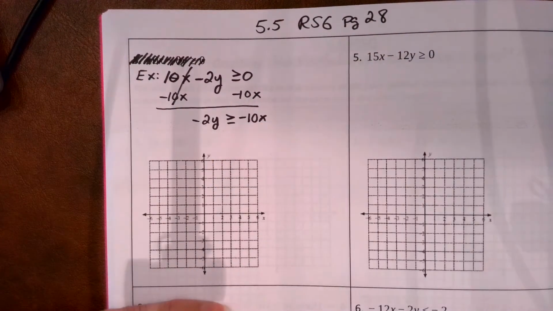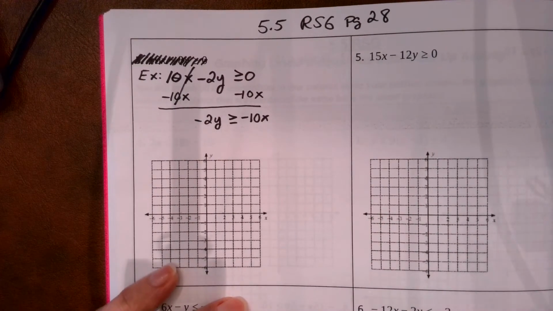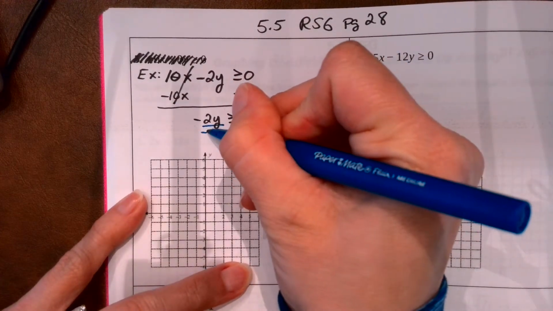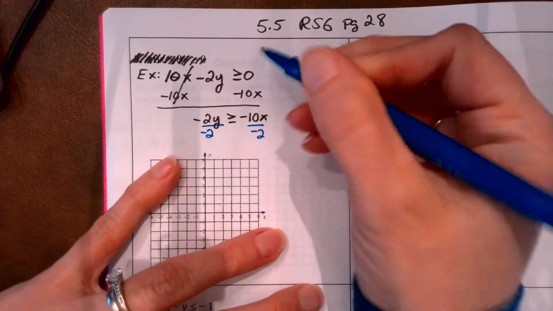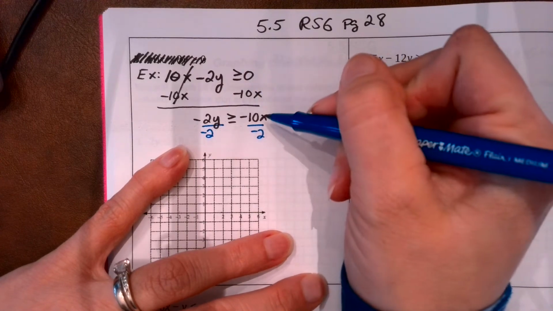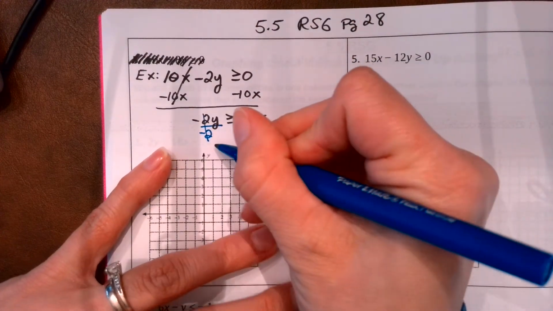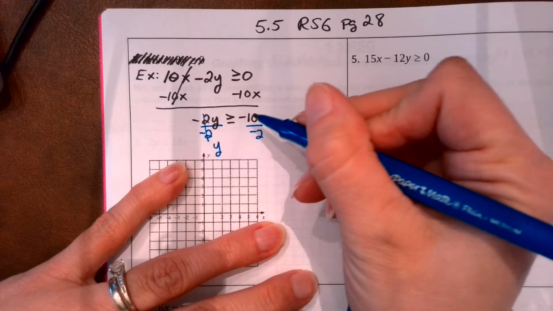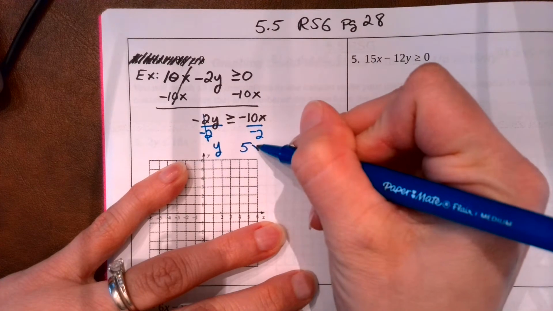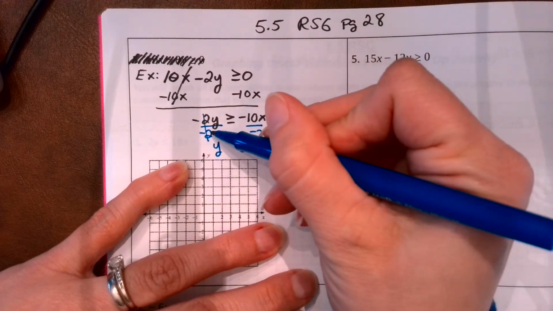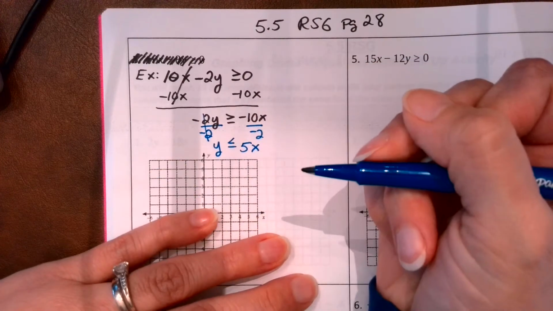Okay, the y is not alone yet. We still have another couple steps to do. We're going to divide all terms by negative 2. There's only two terms, because that had nothing on it. Now it's got the negative 10x. So these cancel out, and it's just y. A negative divided by negative is going to be 5x. And don't forget, when you divide by a negative, we have to flip the sign.